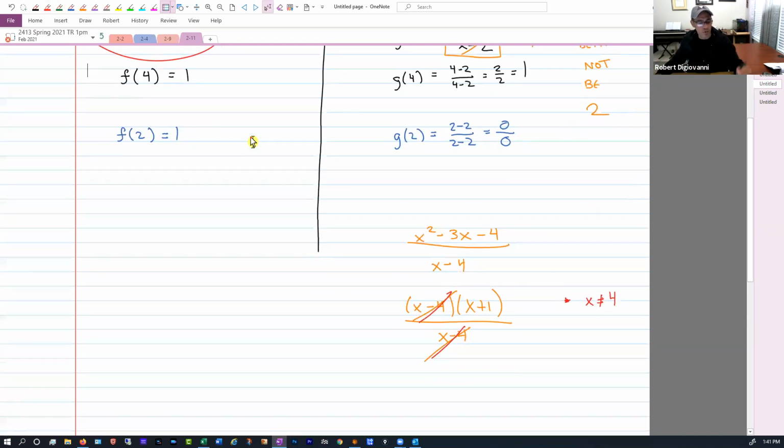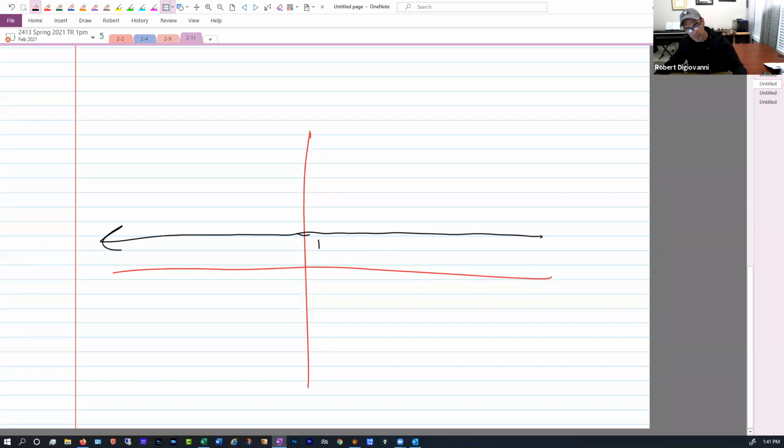So let me just show you real quick what these graphs would look like. Here's the graph of f. It's just a flat line. That's what f would look like. It's 1 unit high, there it is. Here's what g would look like. Same thing, except when you get to 2, g has a hole. So there's a hole in g where f doesn't have a hole. All right, that's the difference between those two functions.